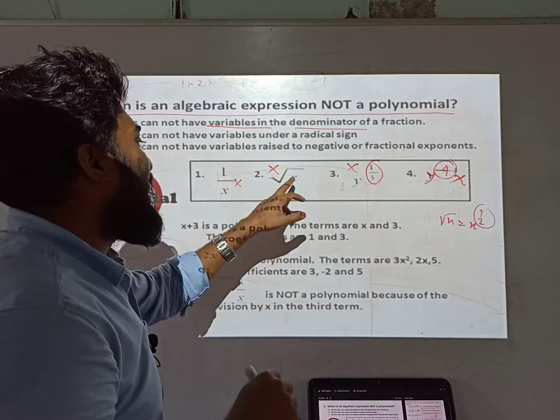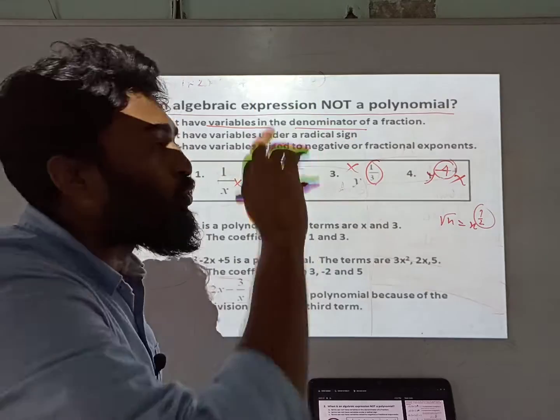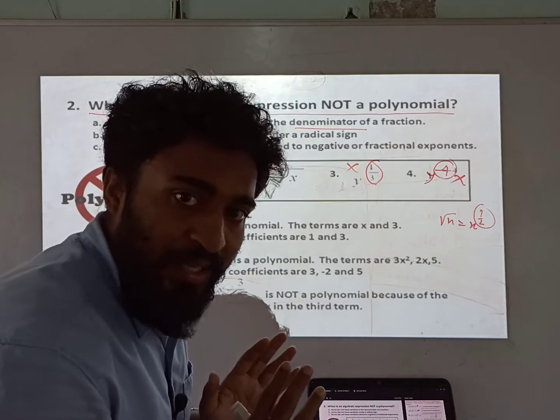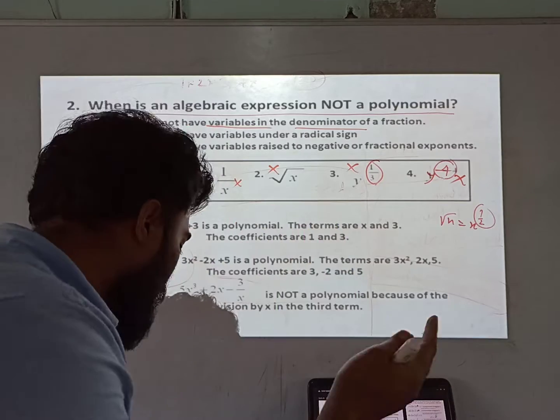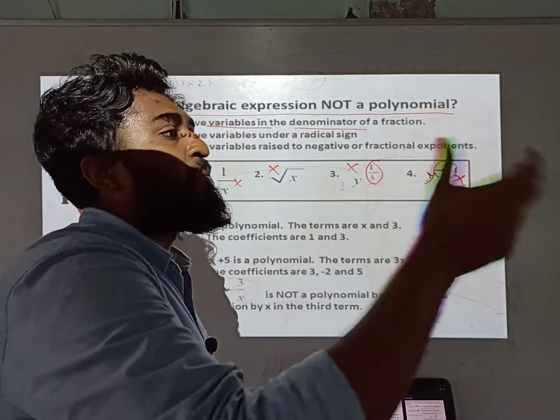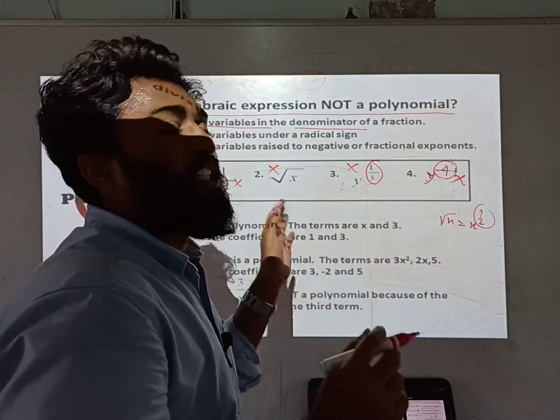Variable cannot lie inside root over, correct? Are you getting my point? We cannot write variable inside root over. If we see in any polynomial that variable is under root over, that means that is not correct.